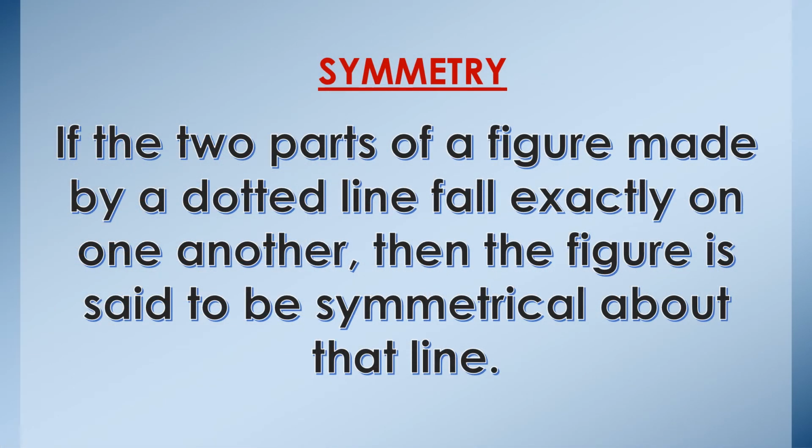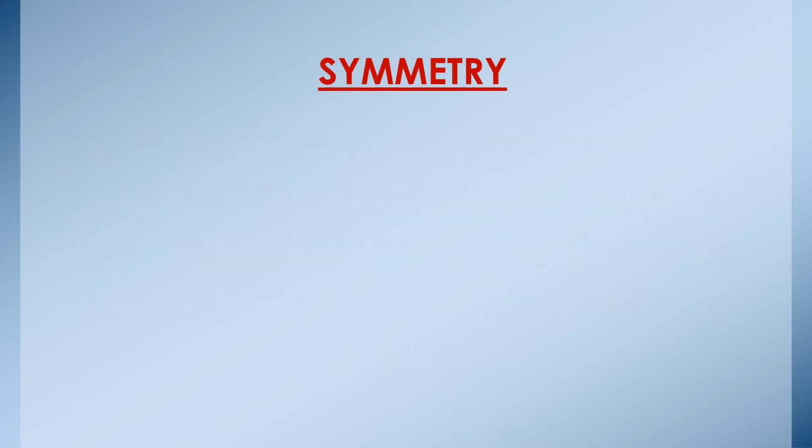Symmetry. If the two parts of a figure made by a dotted line fall exactly on one another, then the figure is said to be symmetrical about that line. Let us understand this concept with the help of an example.